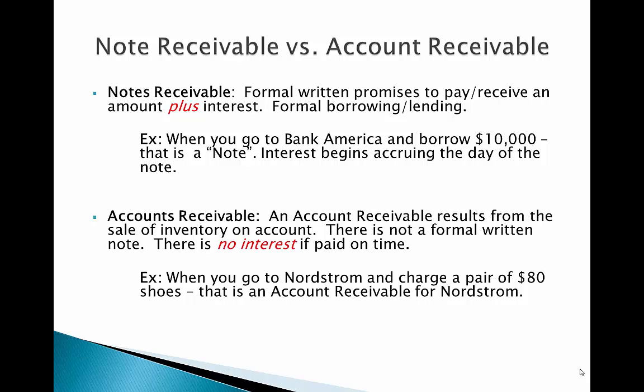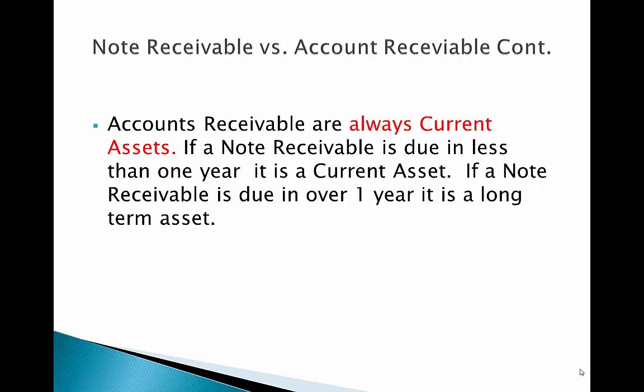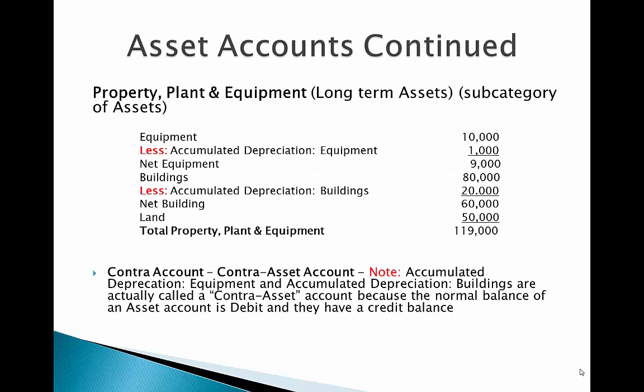Accounts receivable results from the sale of inventory on account. There is not a formal written note. There is no interest if paid on time. When you go to Nordstrom and charge a pair of $80 shoes, that is an accounts receivable from Nordstrom. Accounts receivable are always current assets. If a note receivable is due in less than 1 year, it's a current asset. If a note receivable is due in over 1 year, it's a long-term asset.